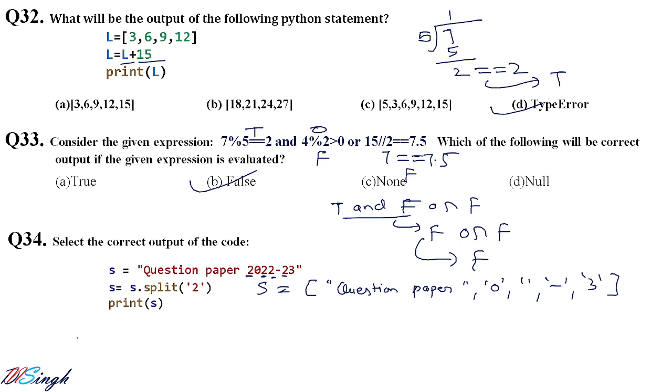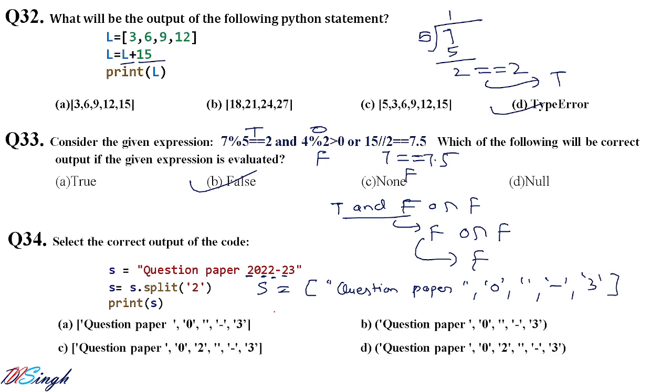Let me change the color of my pen and then we are going to get printed what will be inside the S. So let me check. Question paper is fine. 0 and then null string, then hyphen, then 3. Okay, fine. So these two are same. Question paper, then 0, then null string, hyphen, and then 3. Okay, but the output is in the form of list. So here this option is correct. It is not in the form of tuple. You have to be very careful about it. Okay, so the answer A is correct.